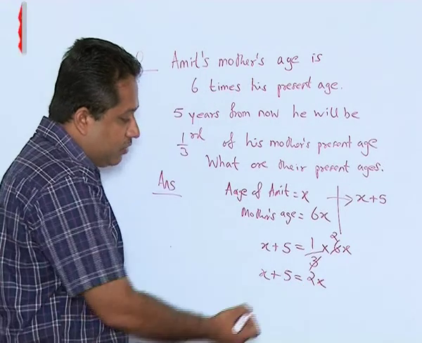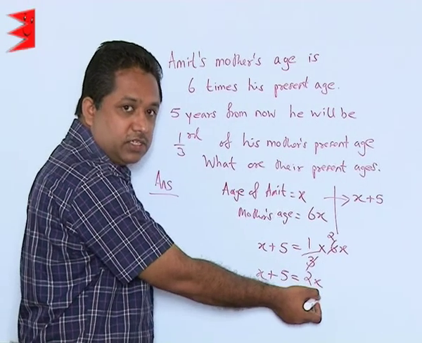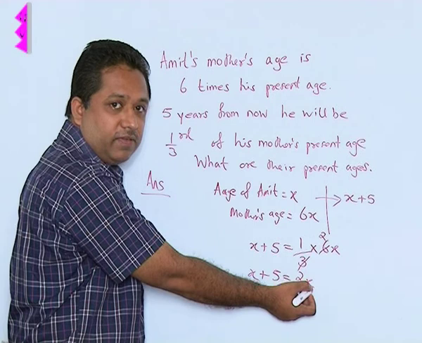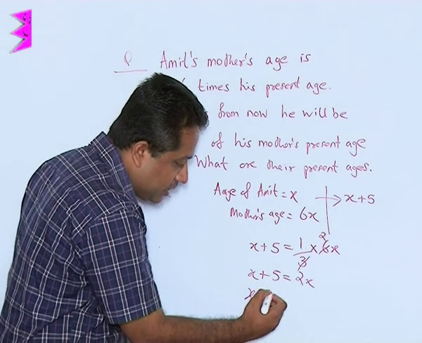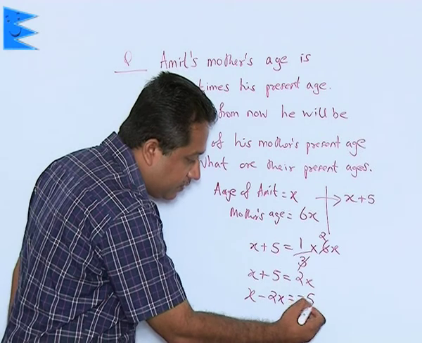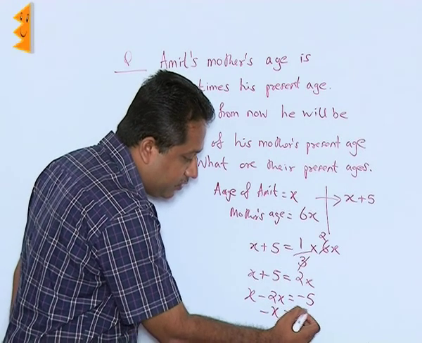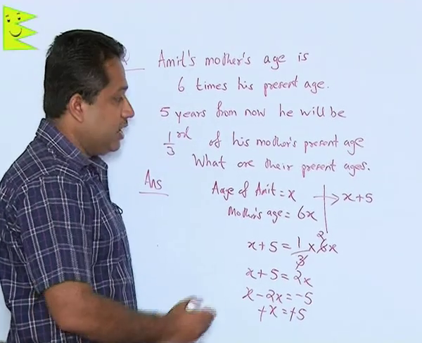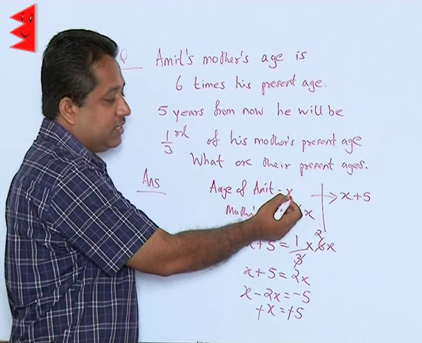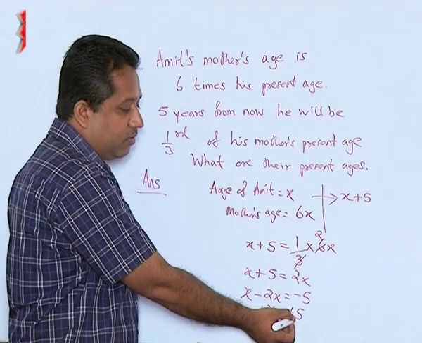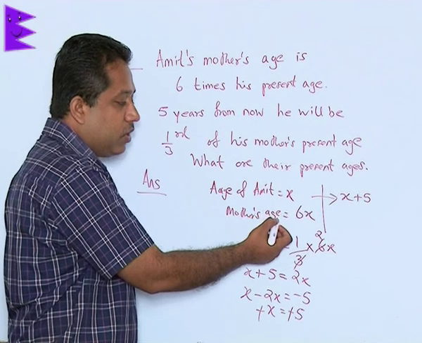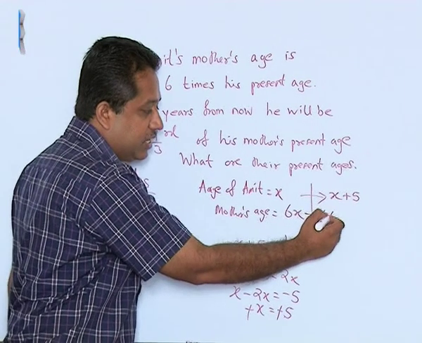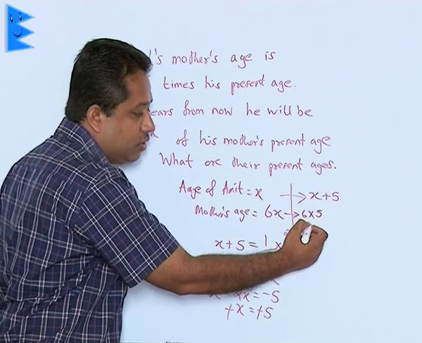Now, getting the x terms on one side and the constant to the other, the signs will change here. The plus 2x will become minus 2x and the plus 5 will become minus 5. So, here we get x minus 2x is equal to minus 5, minus x is equal to minus 5. So, minus minus gets cancelled, we get the value of x is 5, and we had assumed age of Amit as x, and age of Amit is now therefore 5, and the mother's age can be found out here because it is 6x. Substituting the value of x as 5, we get 6 into 5.